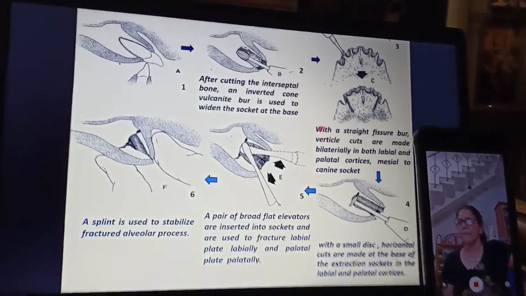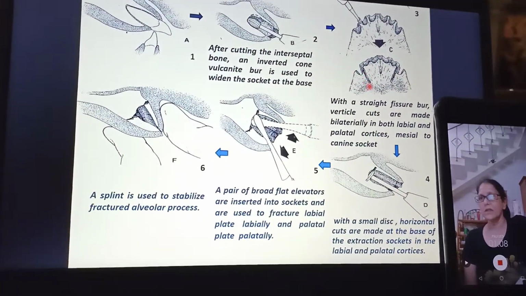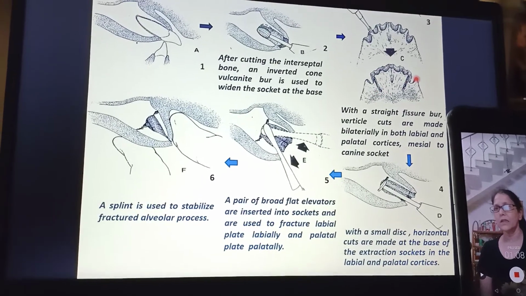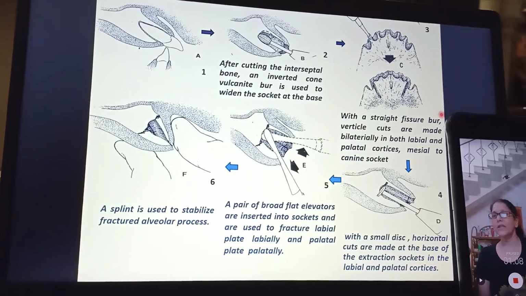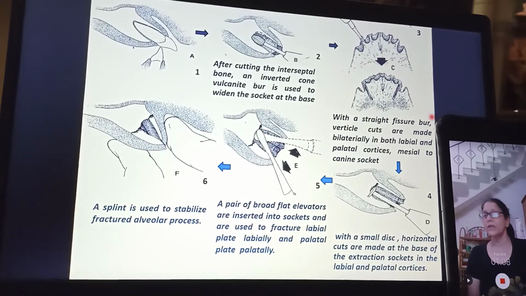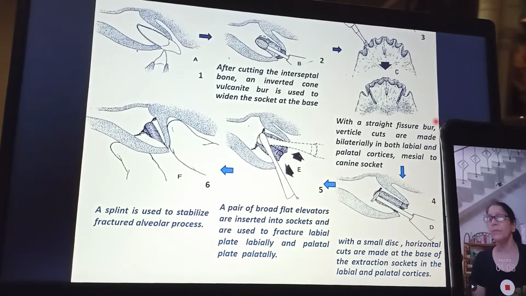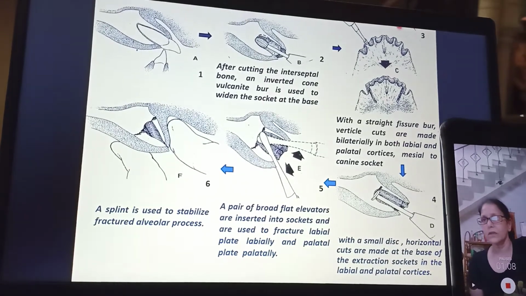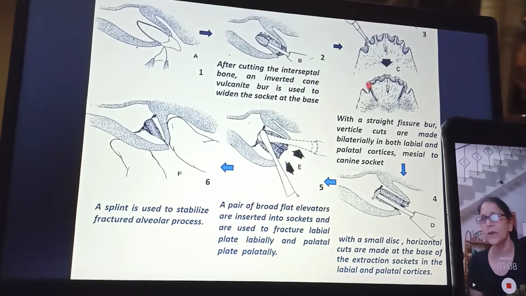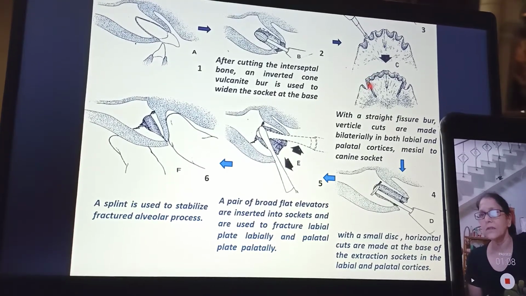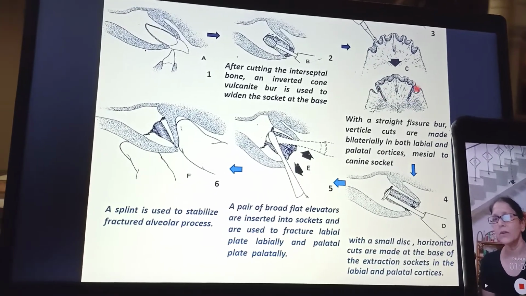following which, now this is an important point to note, this is the releasing vertical cut in the palatal bone. So with the straight burr, vertical cuts are made bilaterally in both labial and palatal cortices mesial to the canine socket. So that is the canine, that is the mesial aspect of the socket, and that is the vertical cut extending into the palate. Similarly on the opposite side.